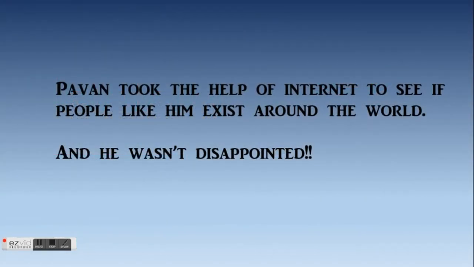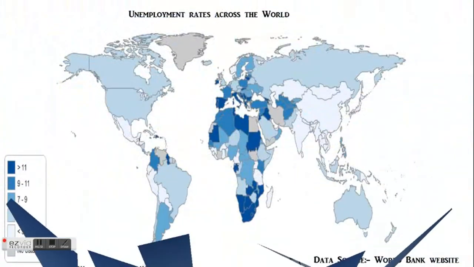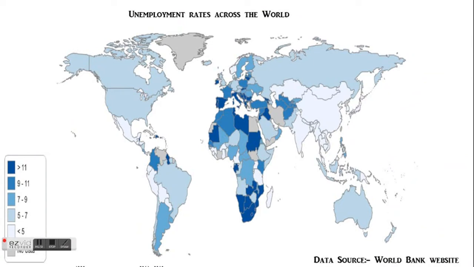And after going home, now coming back to our story, Pawan went back and checked if unemployed and helpless people like him existed around the globe. What he did was he just took the help of an online search engine to check what the unemployment rates are around the world. And he wasn't disappointed. A lot of people like him existed around the world.